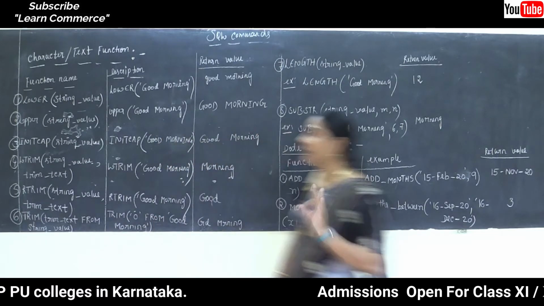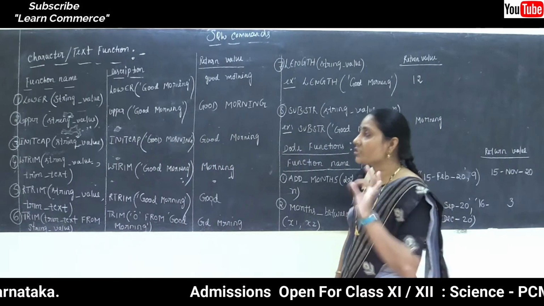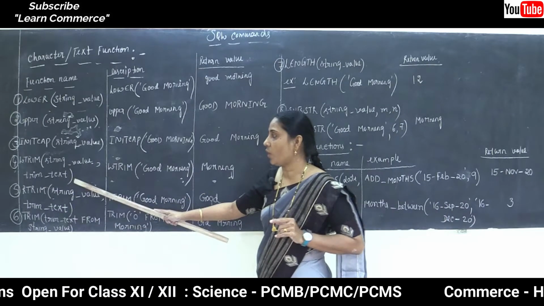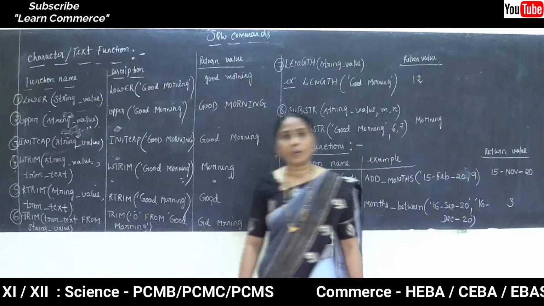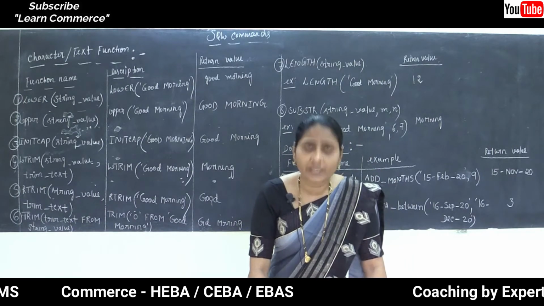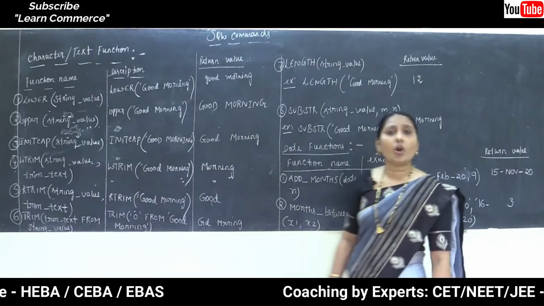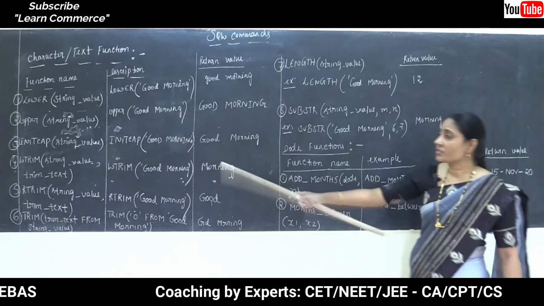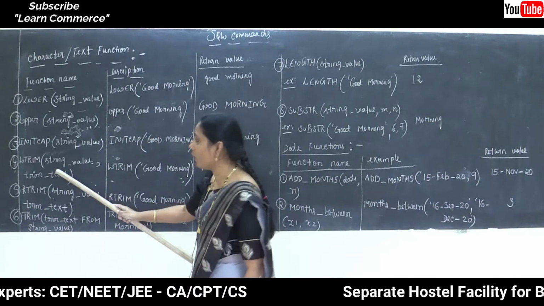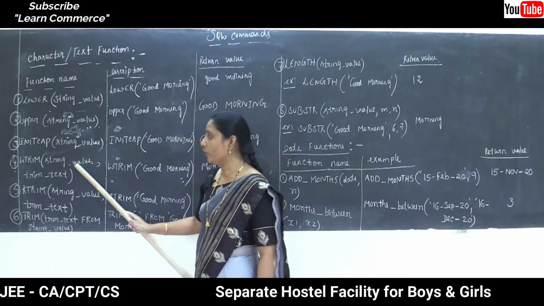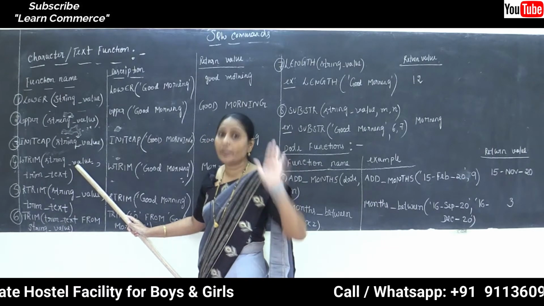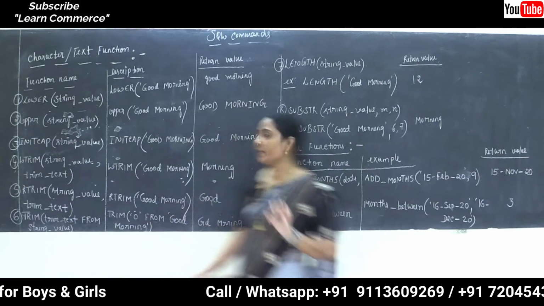LTRIM, opening parenthesis, string_value, comma, trim_text, closing parenthesis. So what about the left trim? We can say that in the case of LTRIM, all occurrences of trim_text in our string_value are removed from the left side of the string_value. Whatever value is there on the left side is going to be removed from string_value.